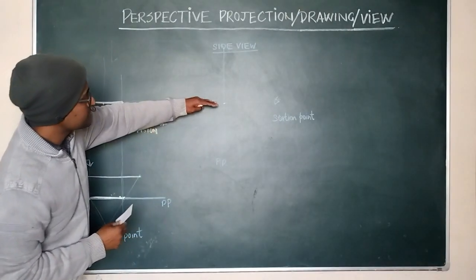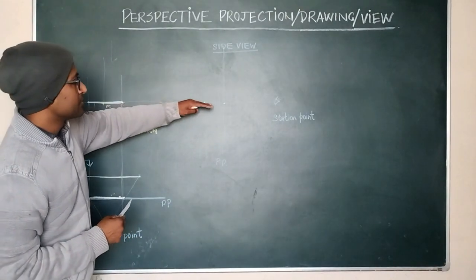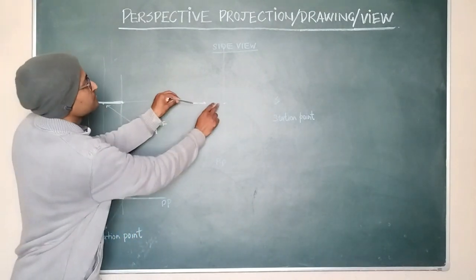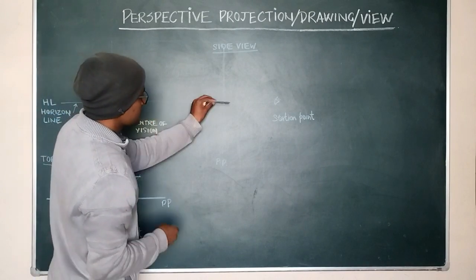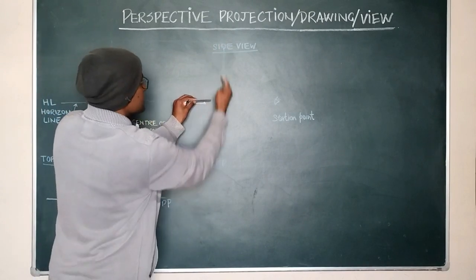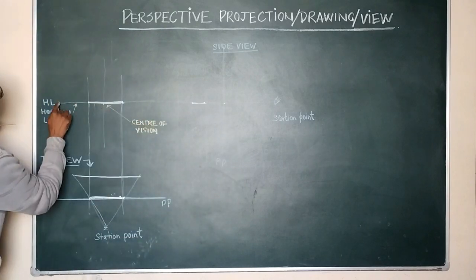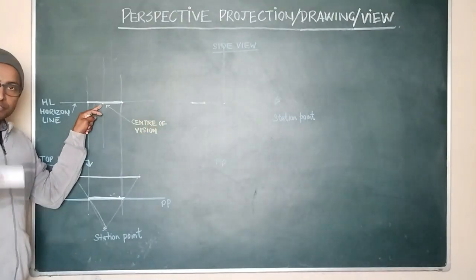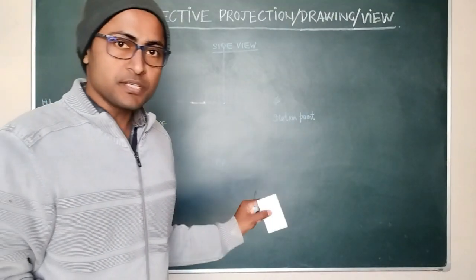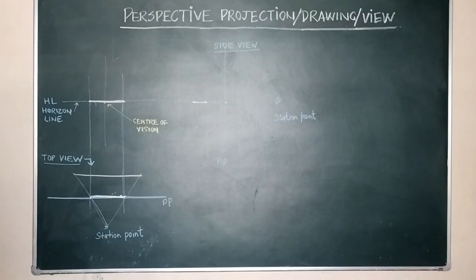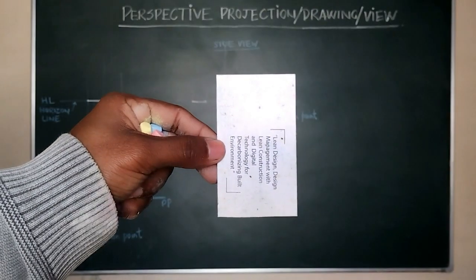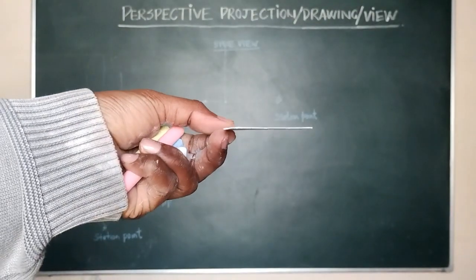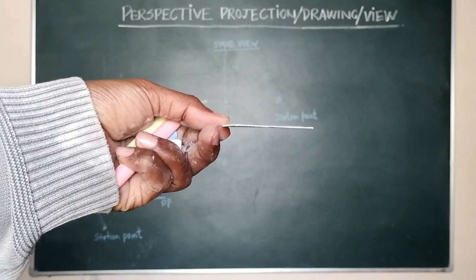Now this plane is termed as horizontal plane, which is at the eye level. This is the station point. So this plane is termed as horizontal plane. Now this horizontal plane and this picture plane intersect each other, and this line is termed as horizon line. Obviously this horizon line is at the eye level. So this was the second case. In the first case, I am keeping this plane perfectly vertical. In second case, I am keeping the plane perfectly horizontal like this.